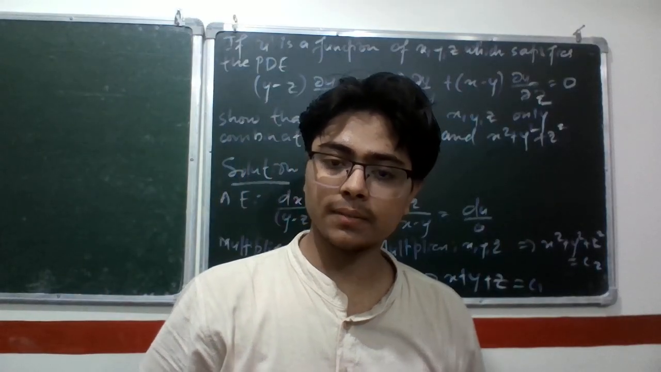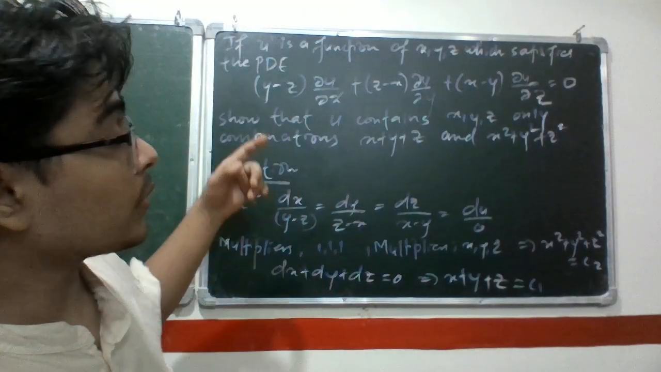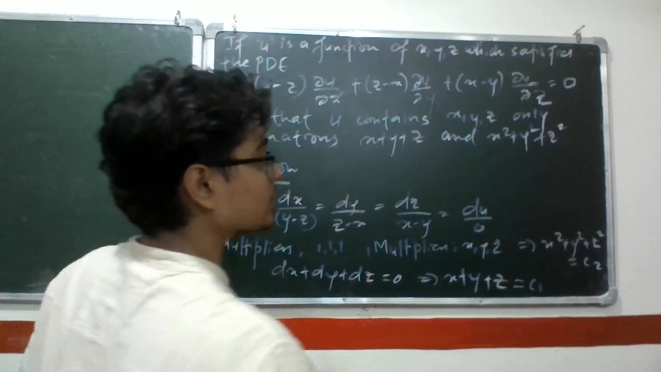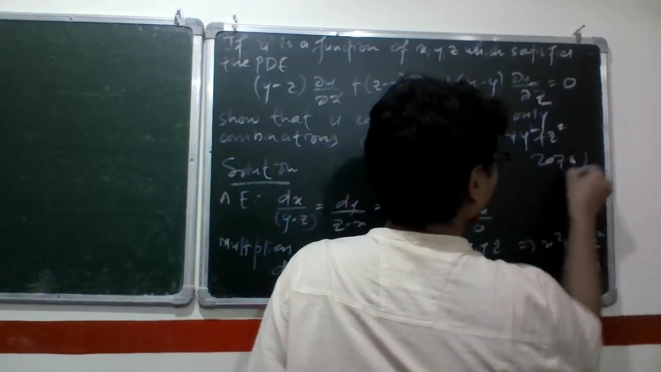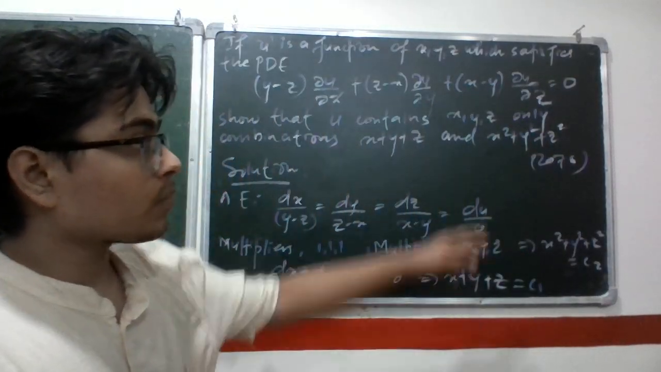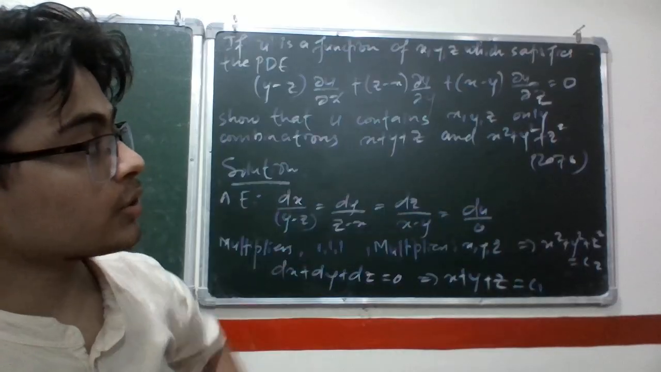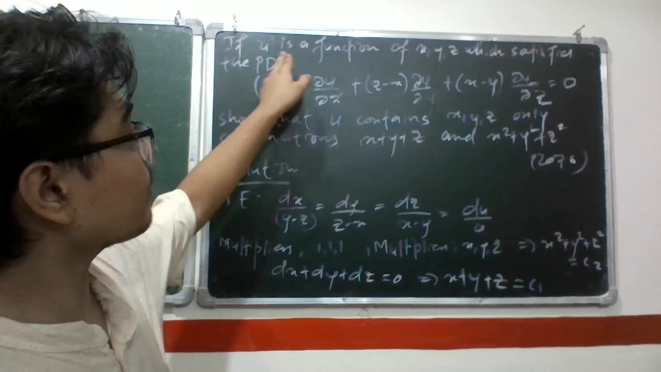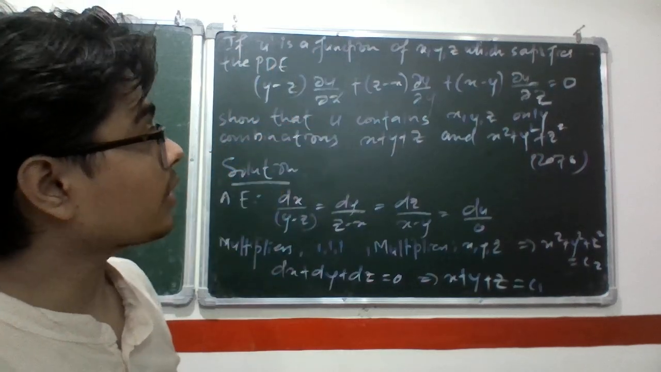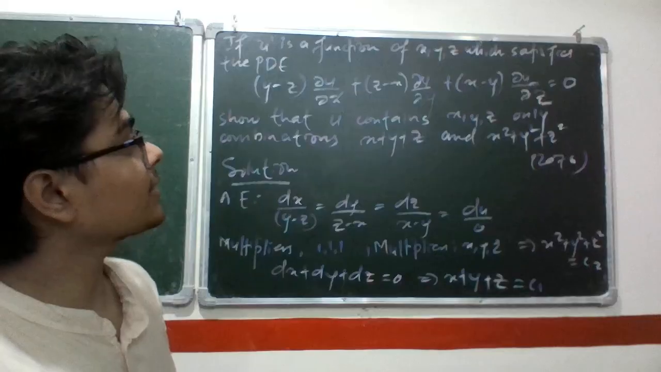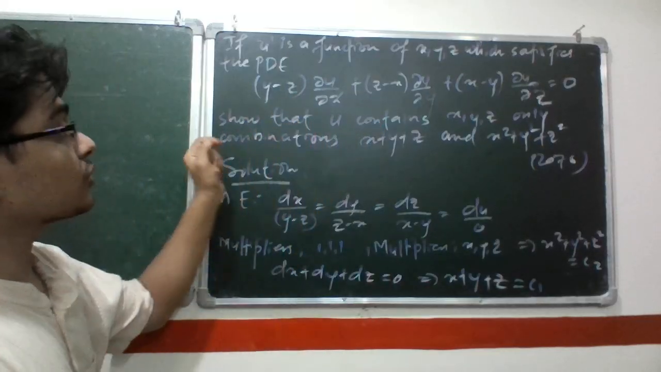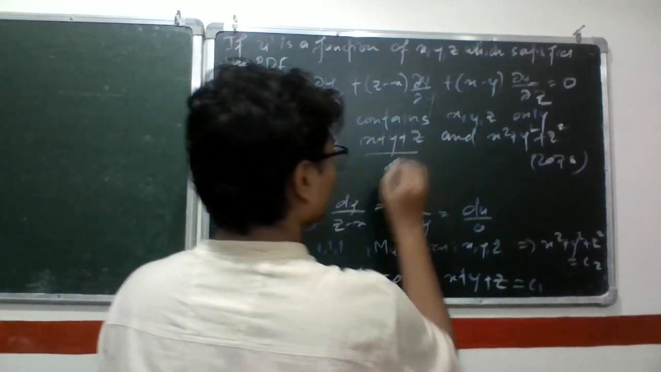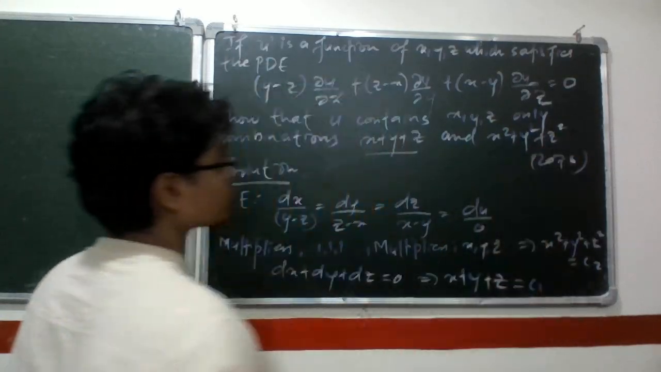Now let's see some questions so that it would be intuitive to us. Let's see a relatively easy question included in this kind of theorem, which is this. It was actually a past year question asked in the BSc examination of mathematics in 2078. It says that if u is a function of x, y, z which satisfies this PDE, then u contains x, y, z only in the combinations x plus y plus z and x square plus y square plus z square.